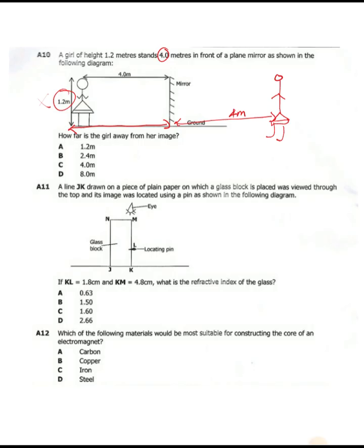But the question is not how far the image is. They are not saying how far this image is from the mirror. They are saying how far is the girl away from her image. So the girl is here. So how far is she from her image? So 4 plus 4, 8. It's logic here. So the only thing that you need is for you to read the question nicely and understand it. Otherwise, there's not much to say.